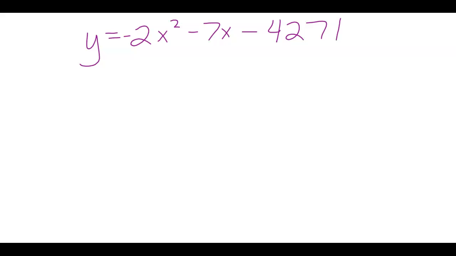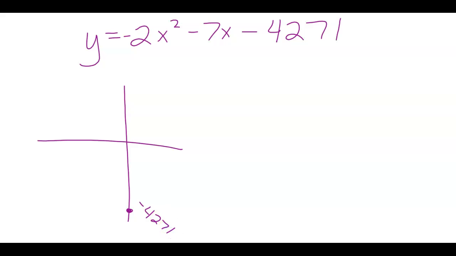So based on the test we just took, this is a quadratic in standard form. What does standard form tell us really easily? The y-intercept. Yeah, for sure, the y-intercept is negative 4,271, right? So we know for sure something's happening way down here at negative 4,271. What else do we know about this parabola?